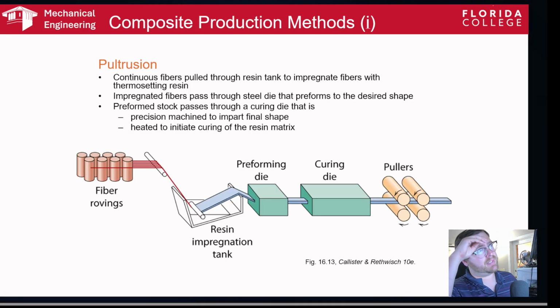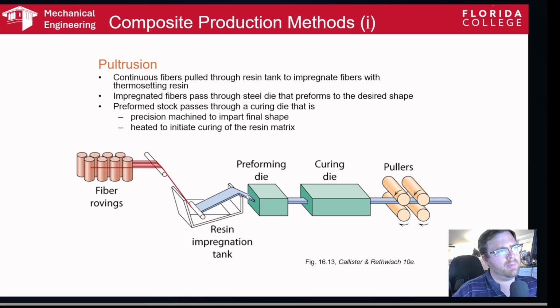Okay, so here are some composite production methods that you might be interested in learning about. One of them is called pultrusion. This is very common when making long fiber composites, so continuous fiber composites. Continuous fibers are pulled through a resin tank. We've got this tank right here filled with resin, think about it like a bathtub. We've got our fibers on what are called rovings, but they're like spools. We pull all of the fibers together, and then we pull them through this resin. Basically these fibers all get coated with the resin.